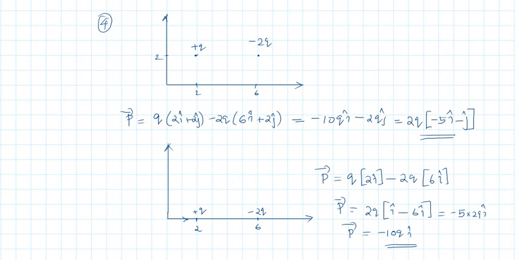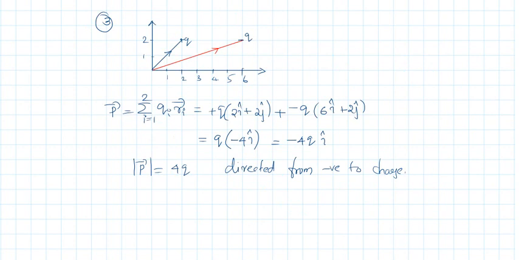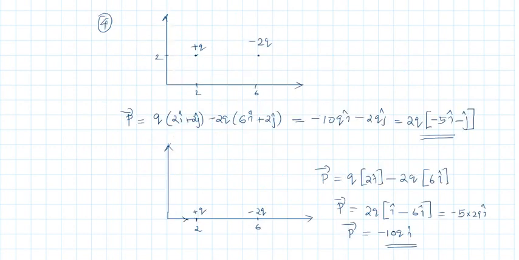Here you have 2q into minus 5 i cap minus j cap. Here you have minus 10q i cap. But if you consider the example of two equal and opposite charges, that is, the total charge is 0, then irrespective of the configuration, the dipole moment is the same. So if the total charge of a charge distribution is 0, the dipole moment is independent of the origin.